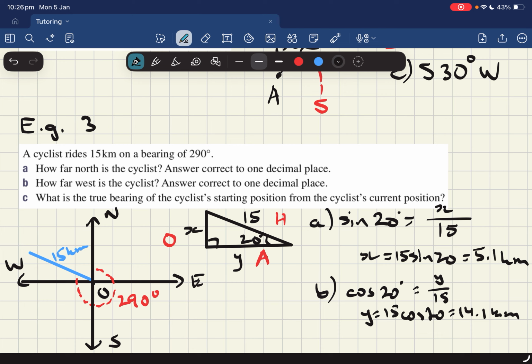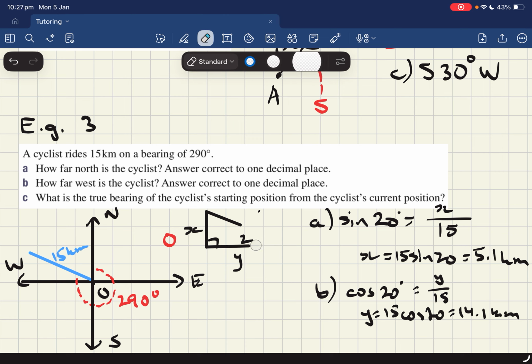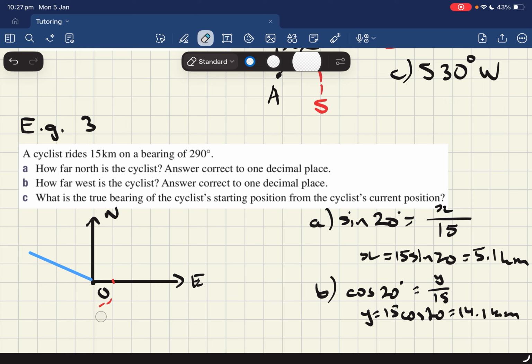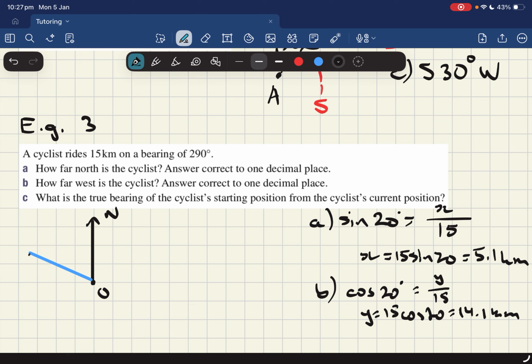Okay, so we're almost at the end here, but we're just applying our right angle trigonometry to this bearings question. Now, this is saying, what is the true bearing of the cyclist's starting position from the cyclist's current position? So let's just reset this picture. Let's make it less overwhelming for us. Let's go back to our initial picture. Now, we have the person's final position and their starting position. Let's literally strip this back. We have O, that's the starting position, and this is their finished position. So let's call that F.